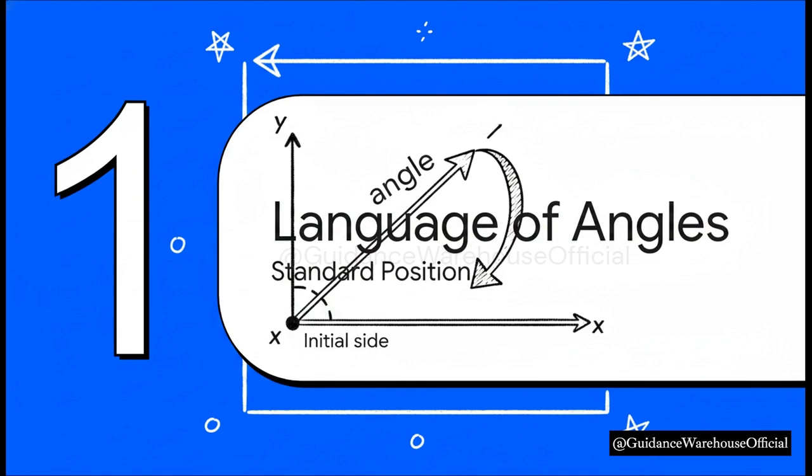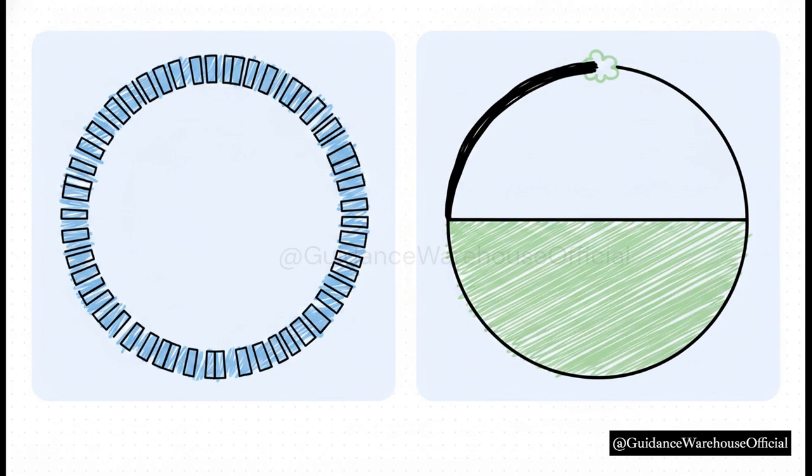Then, we rotate a second ray to a completely new position. This rotated line, that's the terminal side. And the amount of rotation between those two, that is our angle. But how do we actually measure that rotation? Well, you're probably super familiar with degrees, right? Where a full circle is sliced up into 360 kind of arbitrary parts. But in higher math, we use a much more natural standard called radians. Instead of 360 degrees, a full circle is 2 pi radians, which means a half circle is just pi radians.